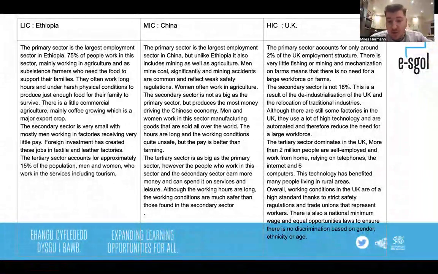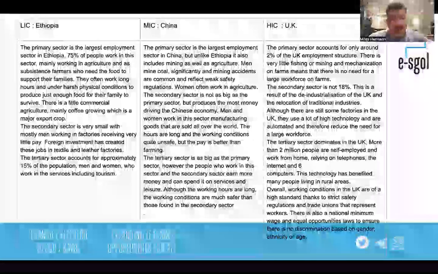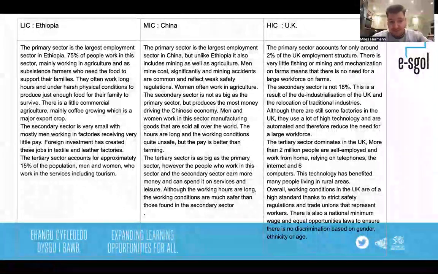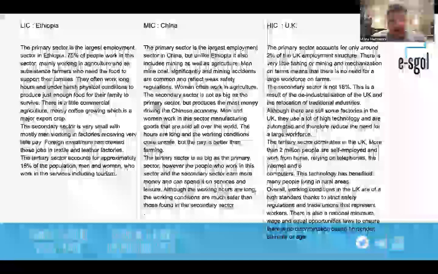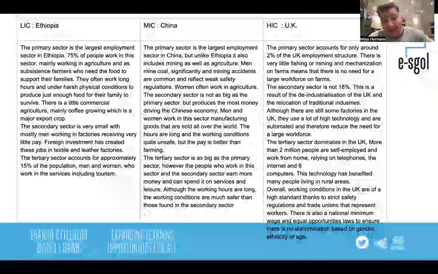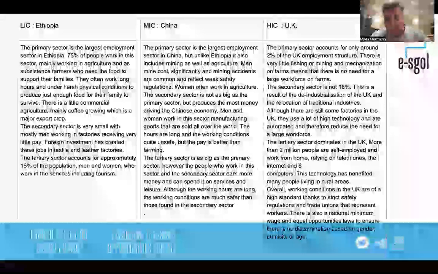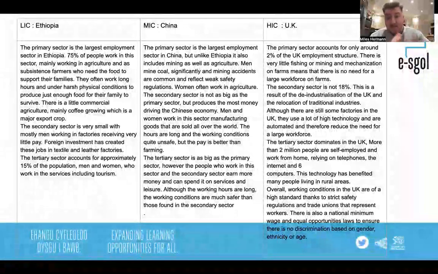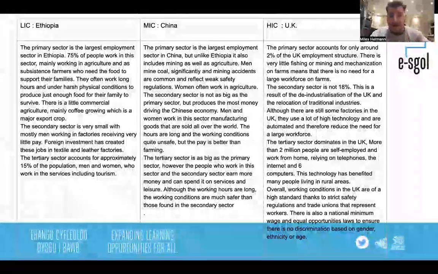Secondary sector is quite small. It's mainly men that work in the factories, and they again receive little pay, and there's very little good working conditions there. Foreign investment, however, has been boosted, and there are some jobs starting to emerge in textile and leather factories, for example. And the tertiary sector accounts for around 15% and is developing, and this is mainly based in tourism.